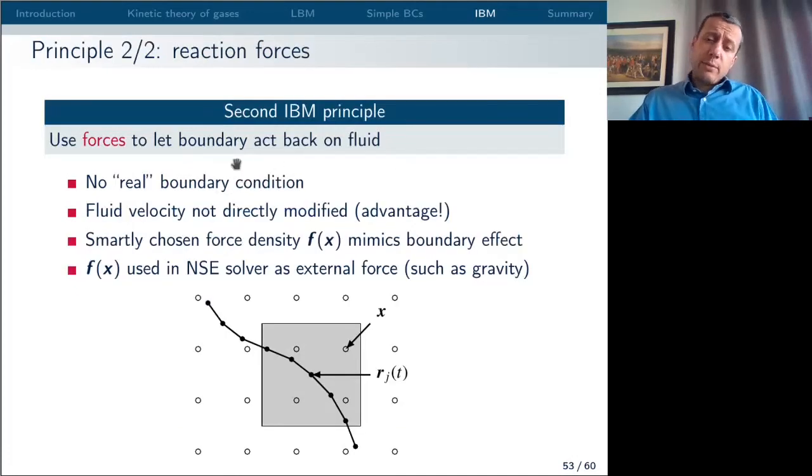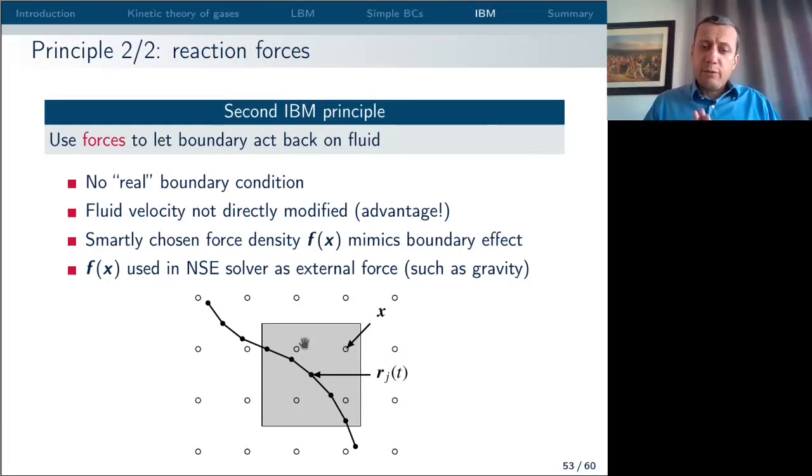And the second principle of IBM is that we can compute forces on each of these Lagrangian marker points, and these forces are then distributed to the lattice. It's basically the interpolation step in reverse. You give information that is known on the mesh back to the lattice, and this force to the fluid appears out of nowhere.